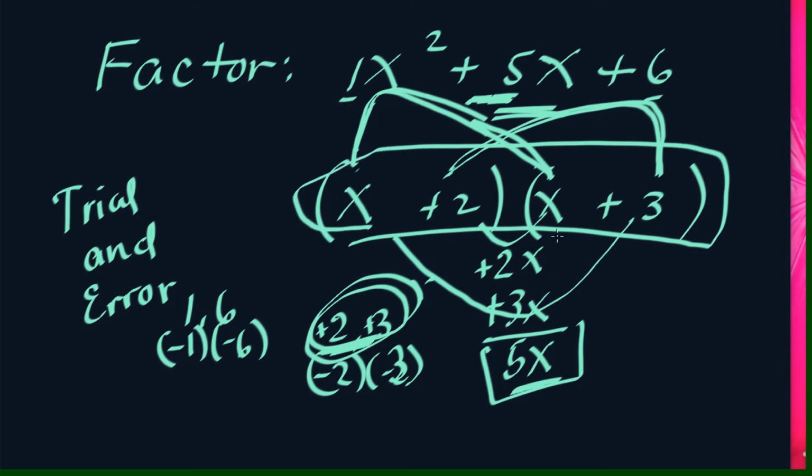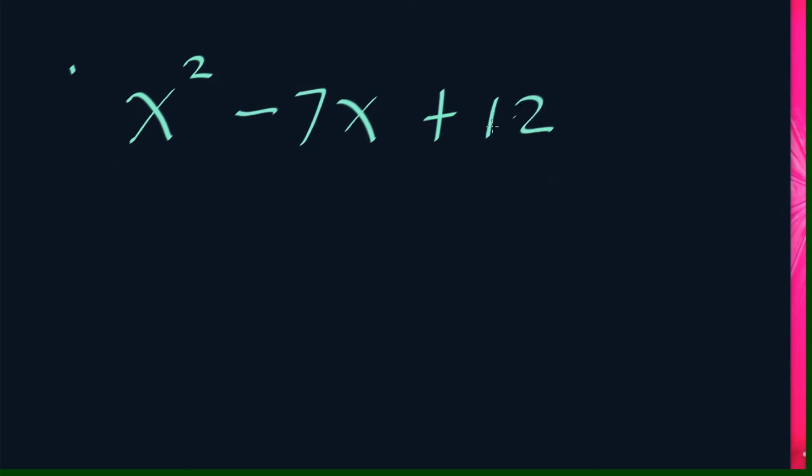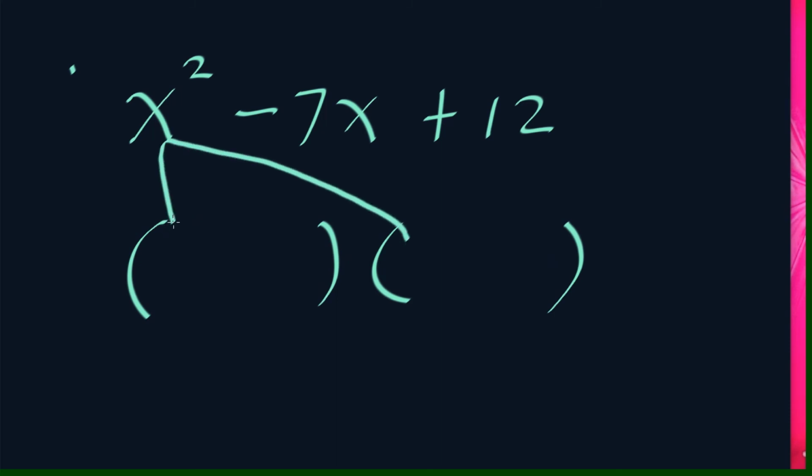Okay, so let's look at another example here. Say you have x squared negative 7x plus 12. Okay, so let's factor this quadratic trinomial by trial and error. Again, look at the first term. It's x squared. The factors are x and x. Now look at the 12. Okay, what are the factors of 12?